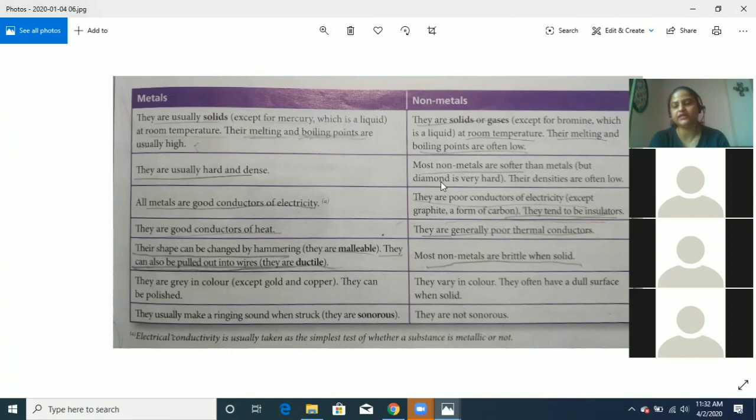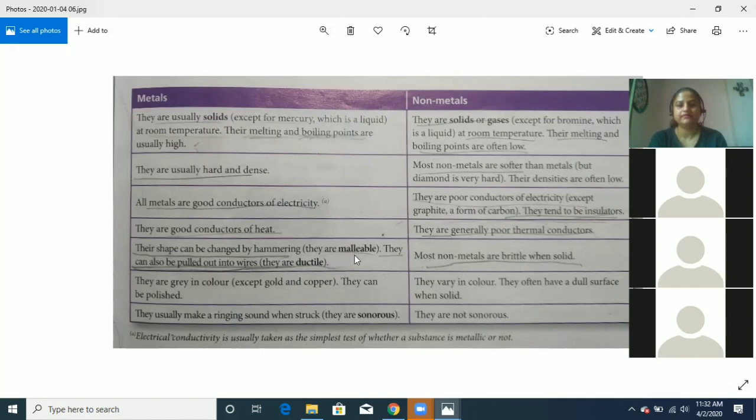Exception: diamond. Diamond is a non-metal. It is a form of allotrope of carbon, but diamond is a harder material, the hardest material. It is an exception. Metals conduct electricity. They are good conductors of electricity and heat, but non-metals are poor conductors or insulators of electricity. But exception, again, the allotrope of carbon, graphite. Graphite conducts electricity. You know what is graphite? Graphite you are using in your pencil. The pencil lead is made up of graphite.